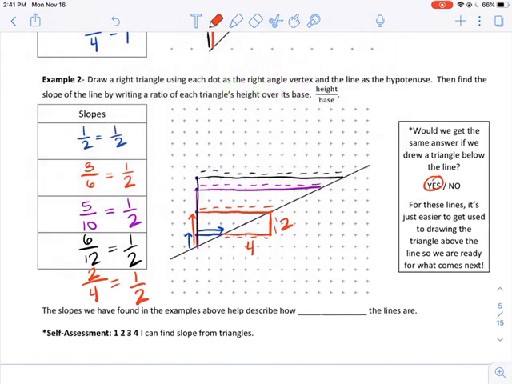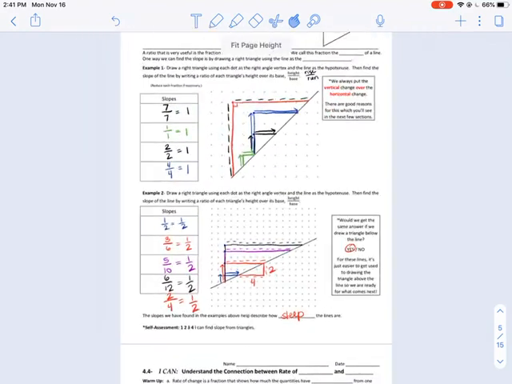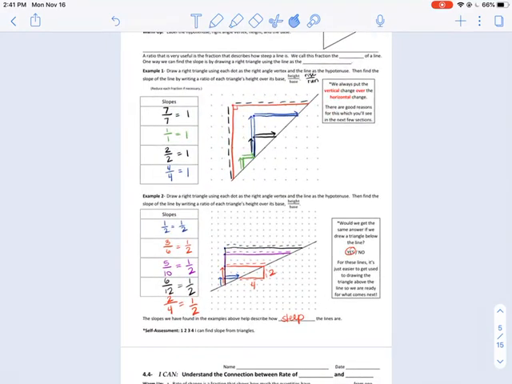All right, the slopes we have found in the examples above describe how steep the lines are. Let's actually look at that. The top one was 1 and the bottom one was 1/2. And 1 is bigger than 1/2. Would you agree that the top line is steeper than the bottom line? Hopefully so. So our slope can actually tell us, without us looking at the lines directly, how steep they are.